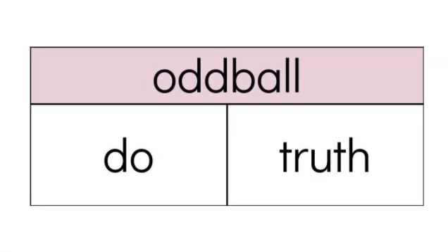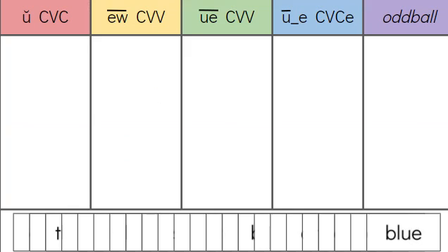A couple of oddballs today. Do, D-O. This is an oddball. We have the OO sound, but we don't have an OO spelling pattern. And same with true, truth. We hear the OO sound, but it looks like it should be a short U. Let's sort these into their columns.